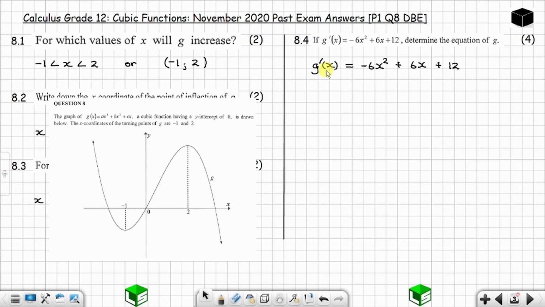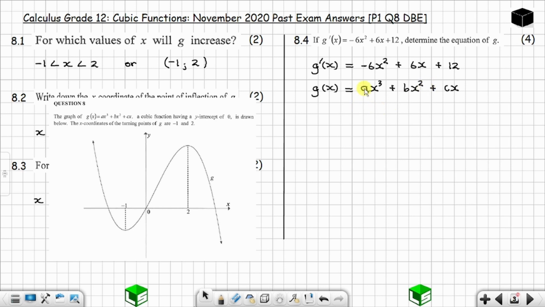So you know in the question you can see you are told that the graph of g of x is equal to ax cubed plus bx squared plus cx. So let's write it down. g of x is equal to ax cubed plus bx squared plus cx. You can see you are given it. So this is what they're asking you to find.